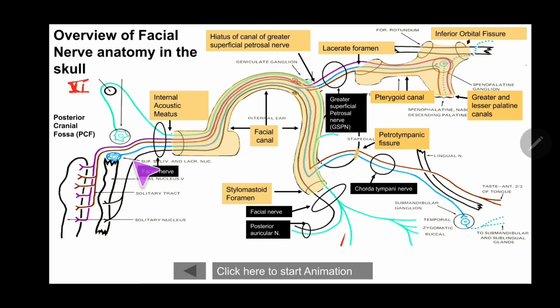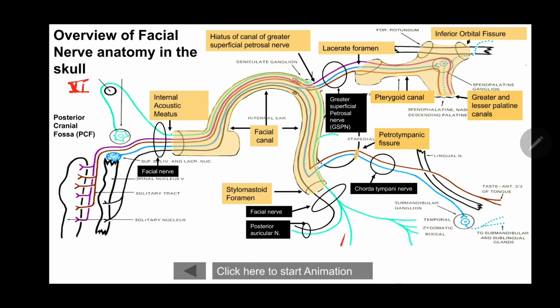Now look here, the blue color one was the parasympathetic outflow. Can you see the blue color functional components move out only into two branches? One is the greater superficial petrosal nerve, and the other one is the chorda tympani. The first will carry lacrimatory secretions as well as mucous secretions from the nose and palate, and the second will be for the secretions from the submandibular and sublingual glands.